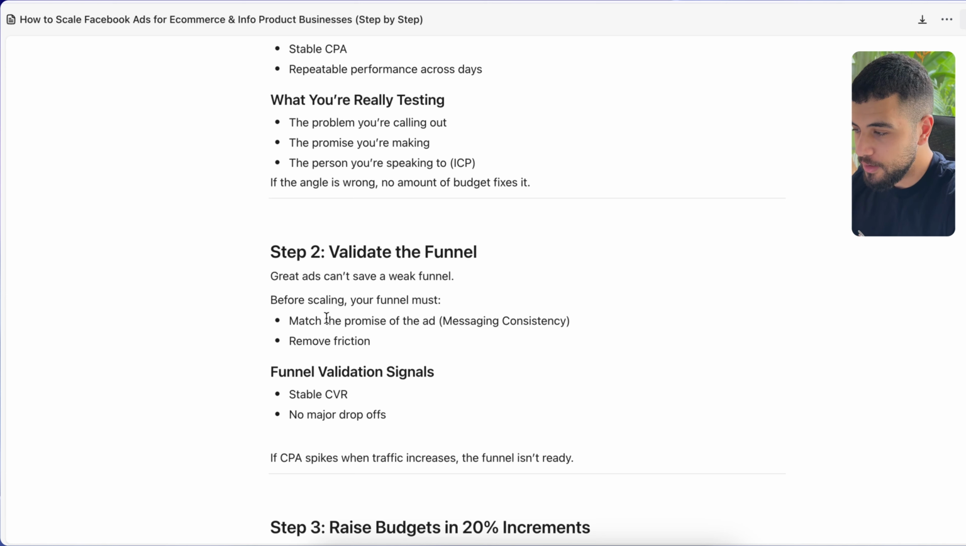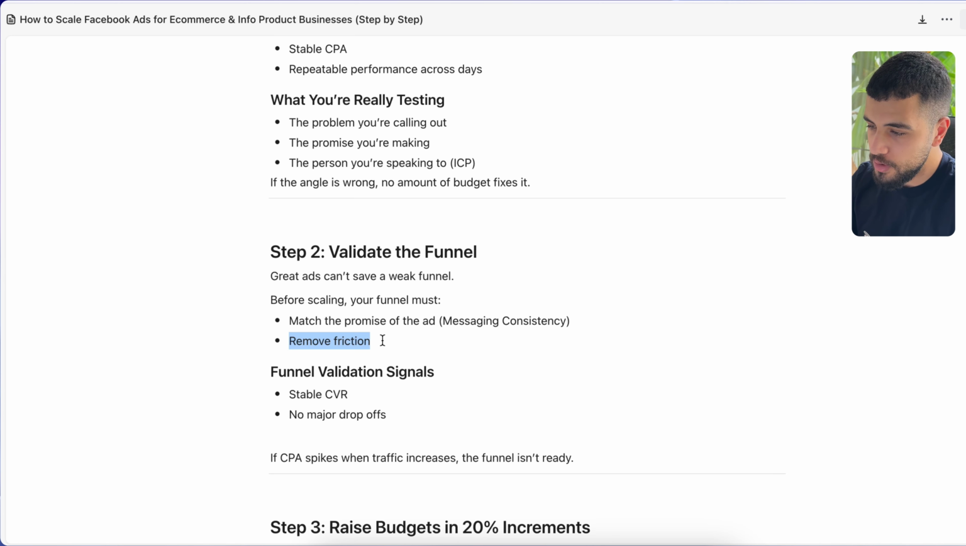The most important thing to make sure of in your overall funnel, between ads and landing page, is messaging consistency. You don't want to break it in the middle. If your ads say something, you don't want your landing page to say something else. So match the promise of the ad on your landing page. From ad to landing page, it all should be consistent. And obviously remove friction. Keep it really, really simple.